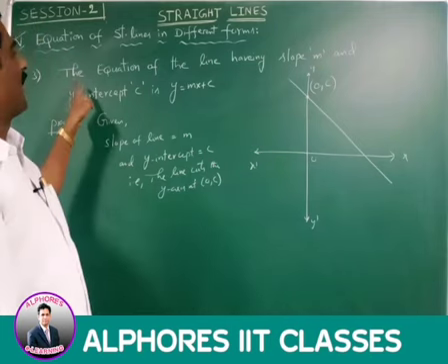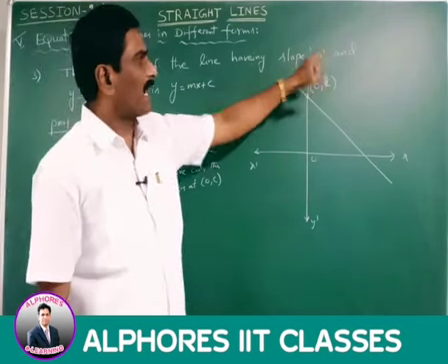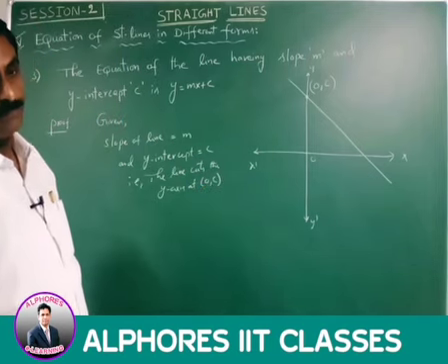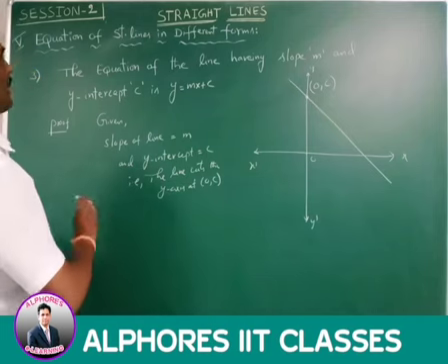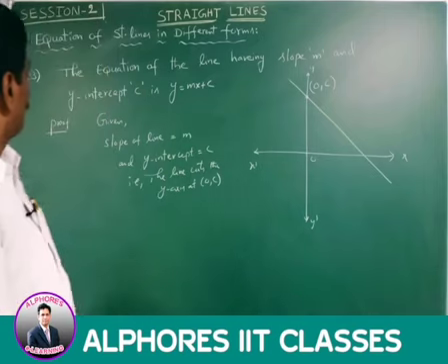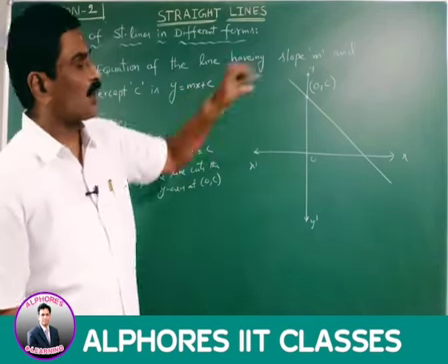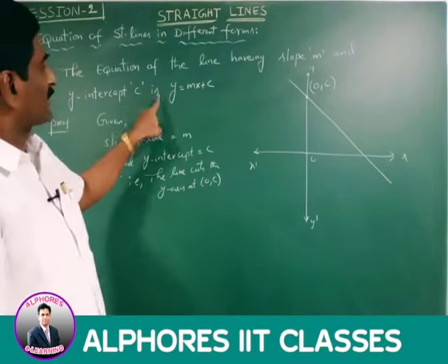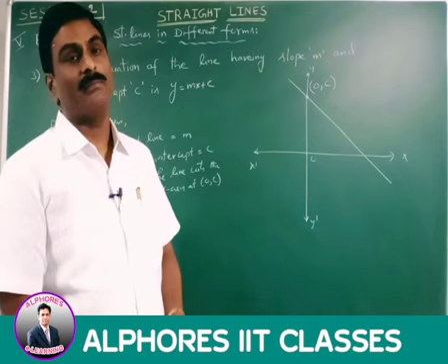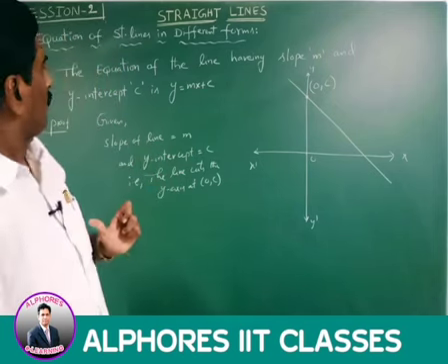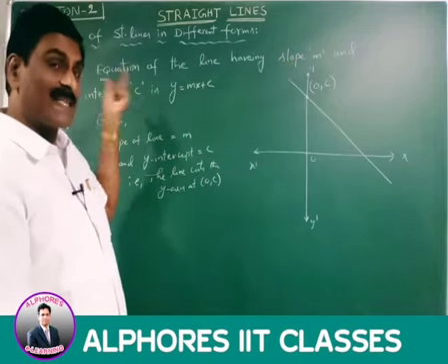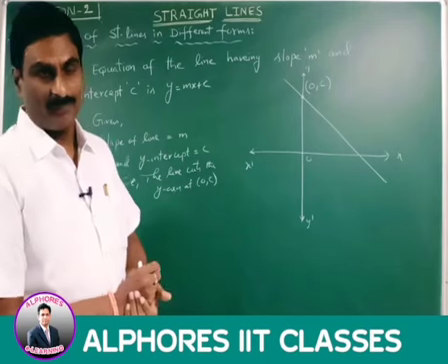In this case, the equation of the line having the slope m and y-intercept c is y is equal to mx plus c. Third one, please write the heading, third one is slope intercept form. The statement is, the equation of the line having the slope m and y-intercept c is y is equal to mx plus c. First, the slope of the line is m and y-intercept of the line c is given. Now we find the equation of the line.